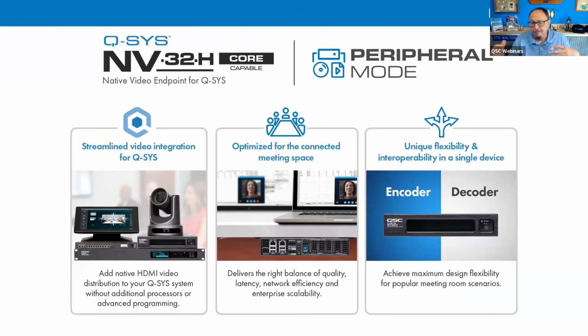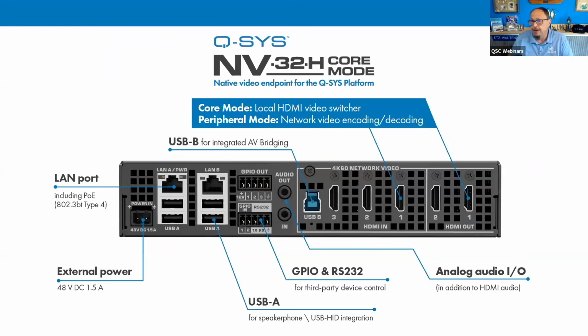So we optimize the NV32 for the connected meeting space. When I first looked at its ability to do 3 1080p HDMIs in and 2 out as a decoder, and 3 in as an encoder, I was like, this doesn't make sense to me. But once I started designing with it, it really makes a lot of sense. And you'll see that in some of the example designs we go through. But the flexibility here is you order one SKU, and it's software definable as either an encoder or a decoder.